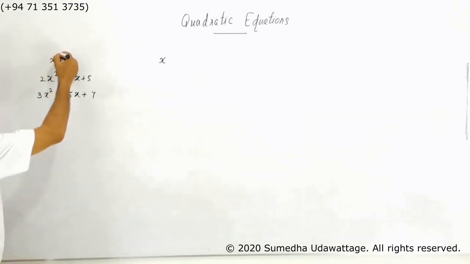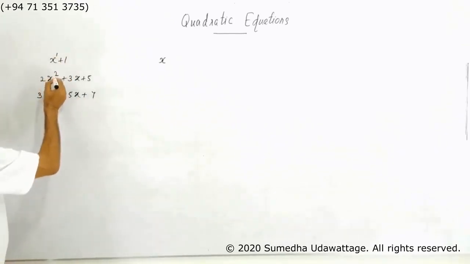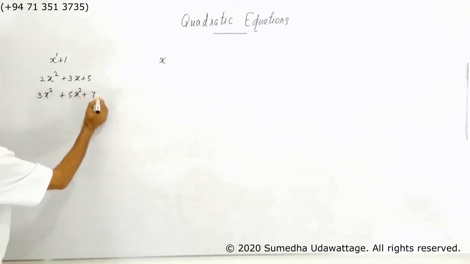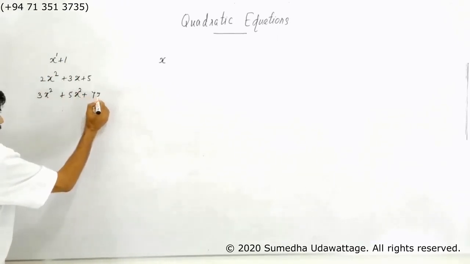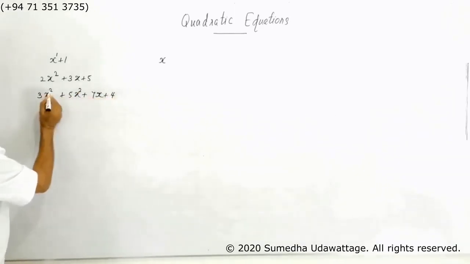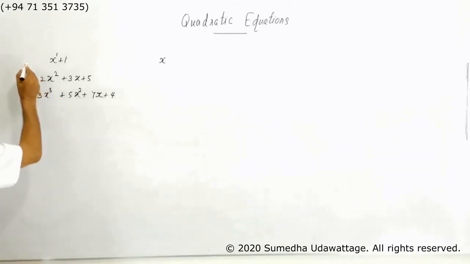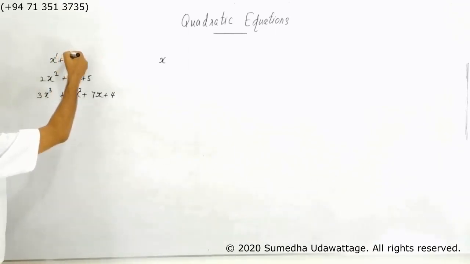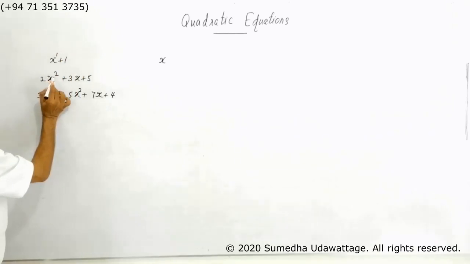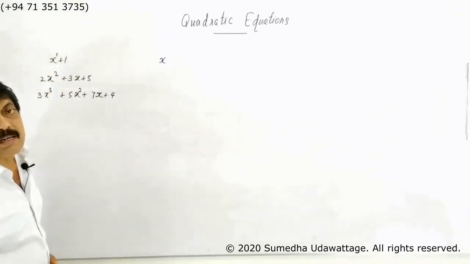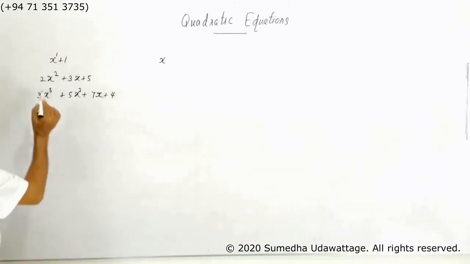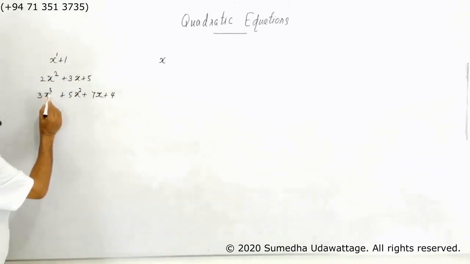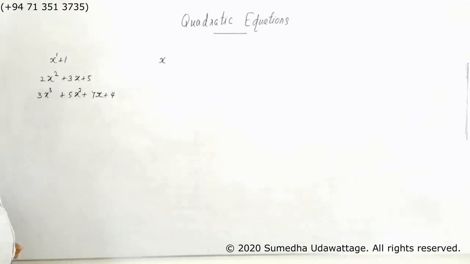The index here is 1. The index here is 2. The largest index, say in 7x square, 5x square, 7x plus 4, is 3. When the index is 1, you call it a linear expression. When the index is 2, you call it a quadratic expression. When the index is 3, you call it a cubic expression. Today, we are to talk of these quadratic expressions.